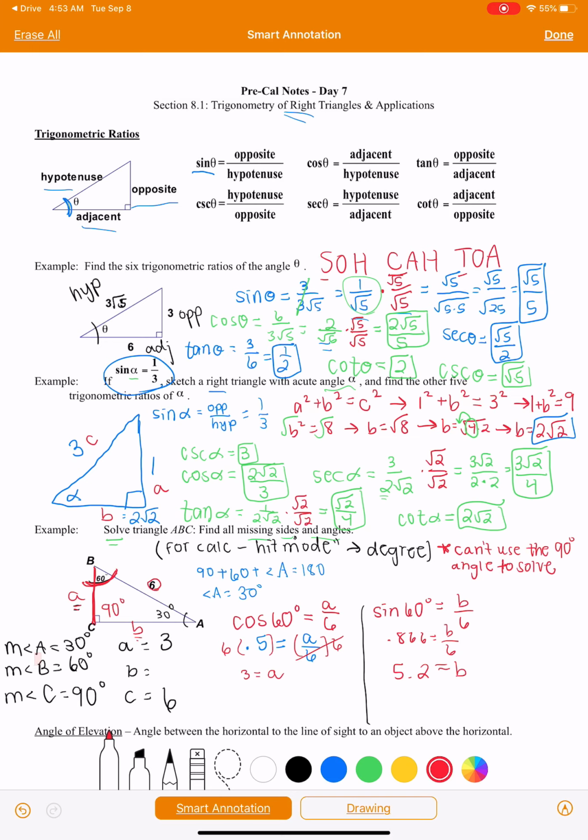If you ever see me do these squiggly equal signs, that means approximately, since we rounded that decimal. All right, so the last side, 5.2. And we are done. We have all the side lengths and all the angle measures.